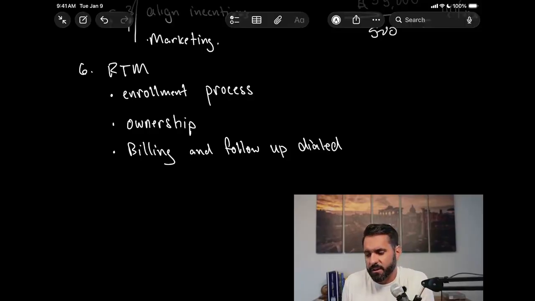It's a very simple 3-step process, right? You have to create a process for enrolling patients into your RTM program. Usually that will happen at the front desk. There's an enrollment process. You've got to get confirmation. You've got to get all those things. Okay.